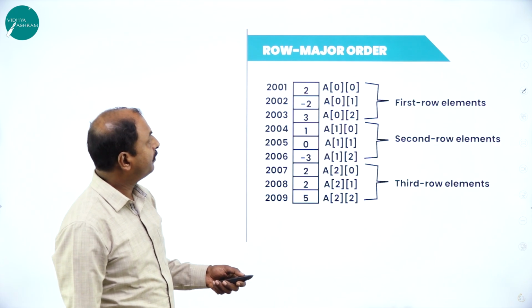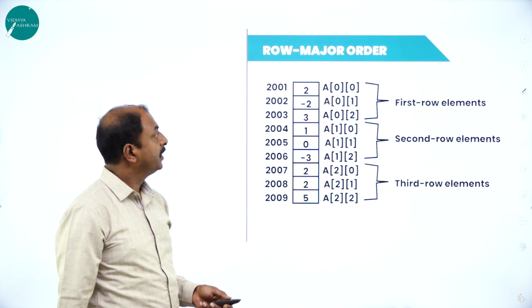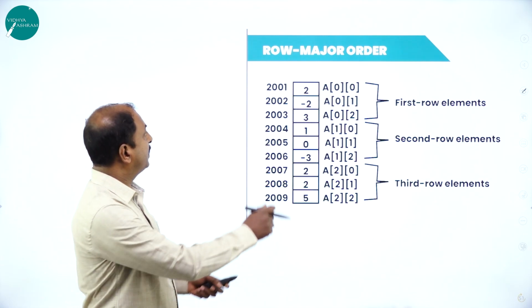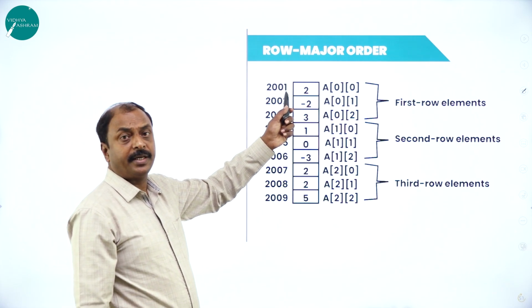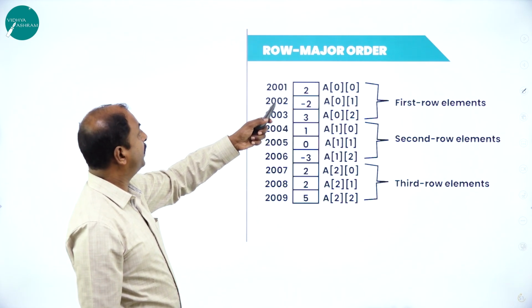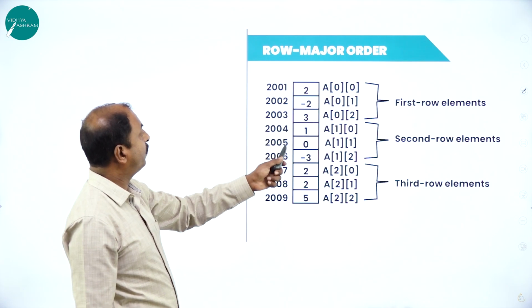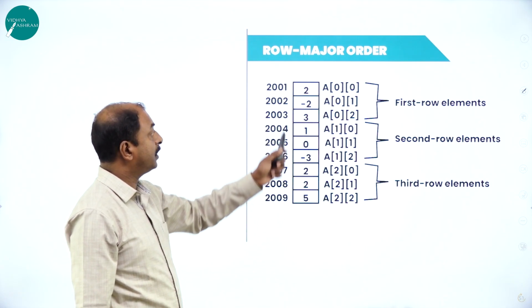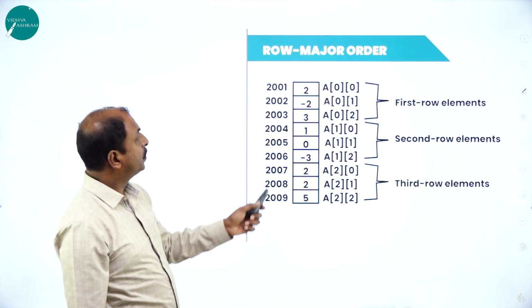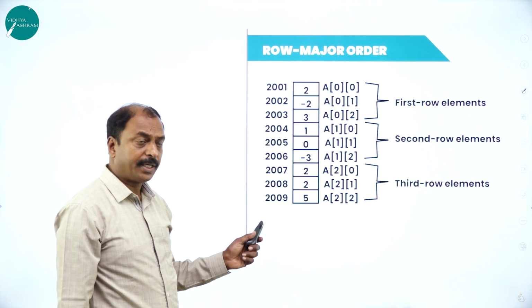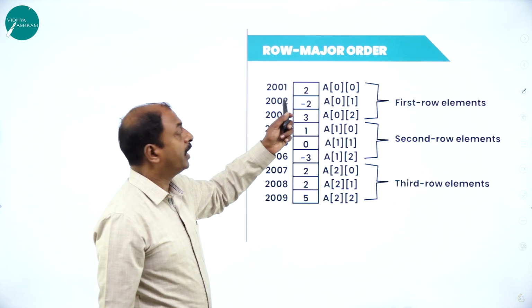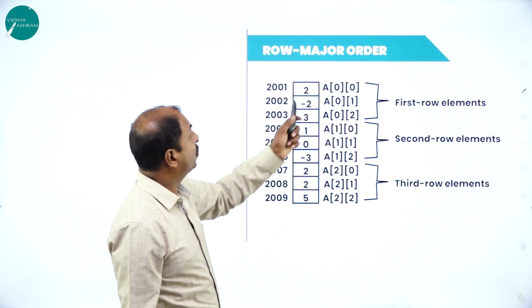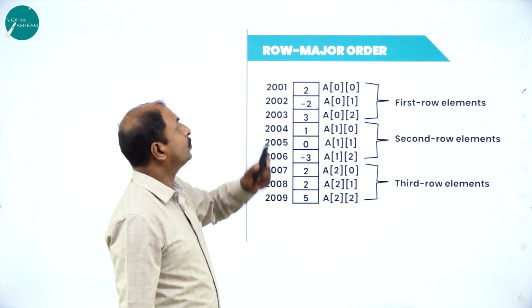Now look at the example here. Now consider this. In this one, for example, this is the memory address of each data item. It is, for example, 2001, 2, 3, 4, 5, 6, 7, 8, 9, because there are 9 elements. So there should be 9 different memory addresses.